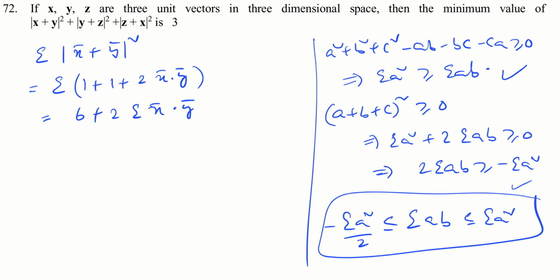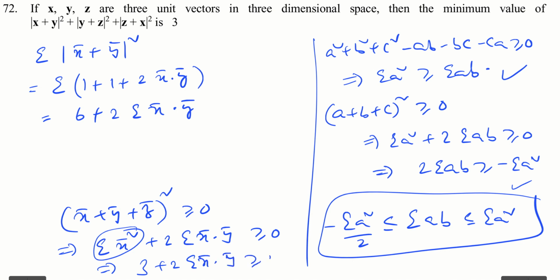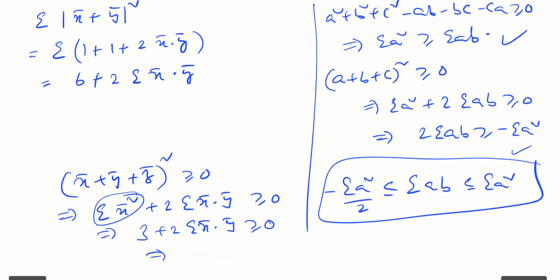Now I want you to observe that if I go for x bar plus y bar plus z bar whole square, obviously this is greater than or equal to 0. From this I get sigma x bar square plus 2 times sigma x bar dot y bar is greater than or equal to 0. Now in this problem each one is equal to 1, so this will be 3 plus 2 times sigma x bar dot y bar is greater than or equal to 0. So from this I am getting sigma x bar dot y bar is greater than or equal to minus 3 by 2.